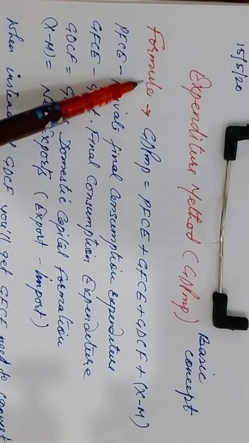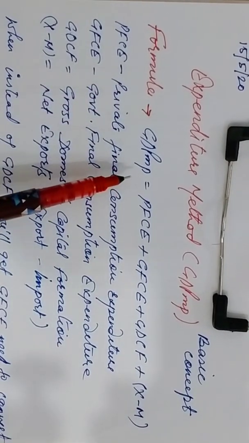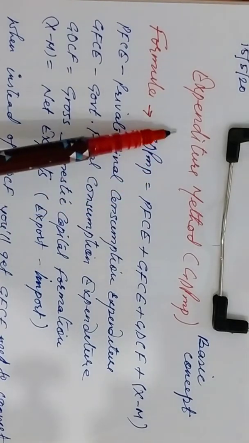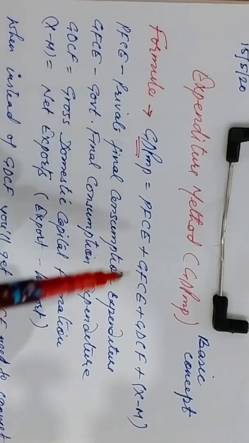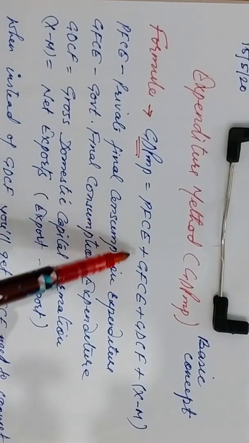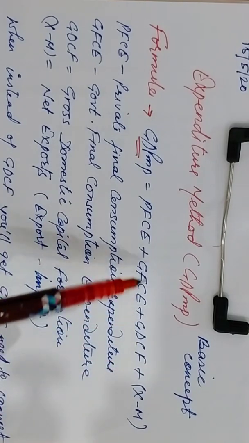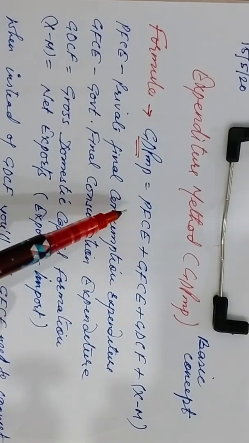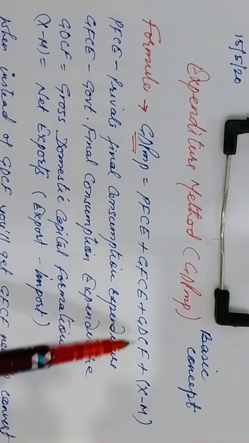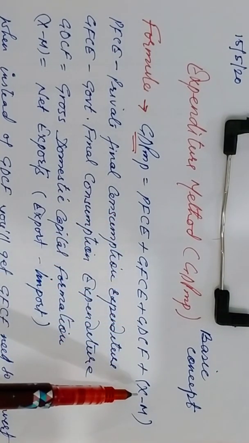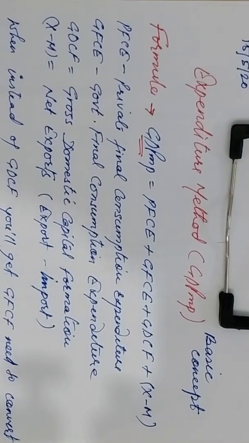First of all, I have written the formula. It is very easy to learn, that's why I have written it in this form. Expenditure method is denoted as GDPMP, and its formula is PFCE plus GFCE plus GDCF plus X minus M. I have written it in this sequence so you can learn it very easily, just like a rhythm. I have also written the full forms.